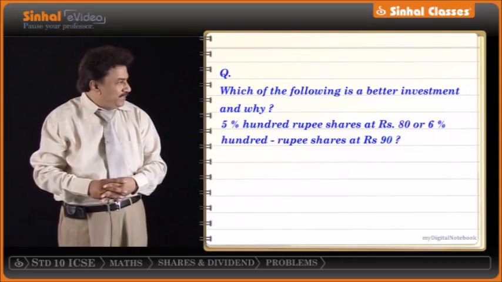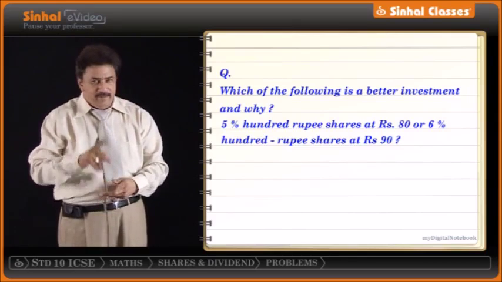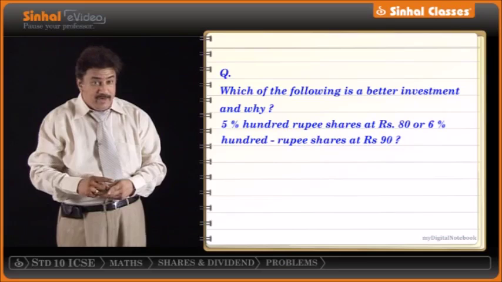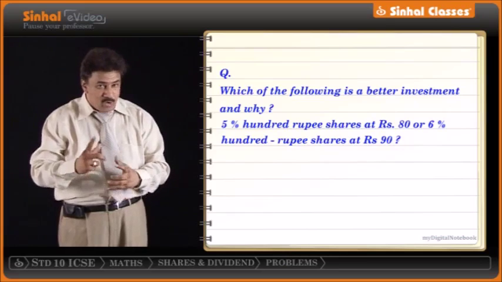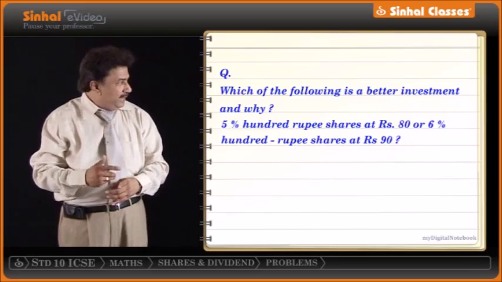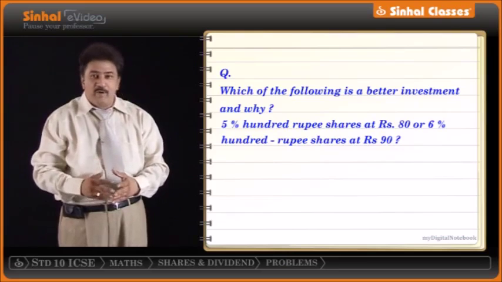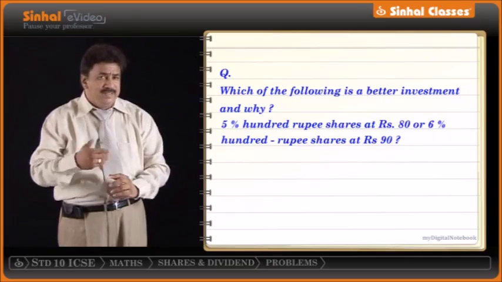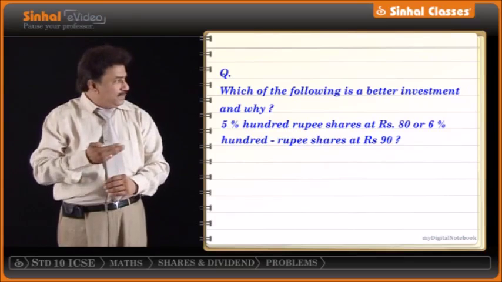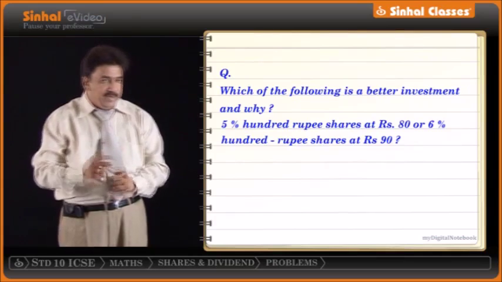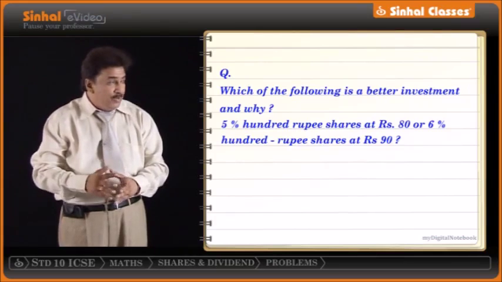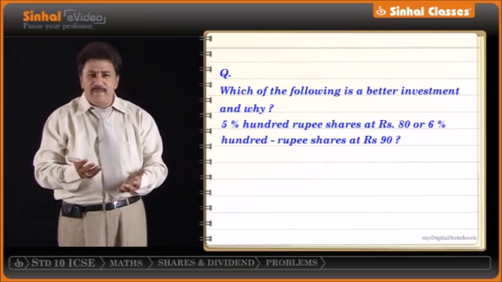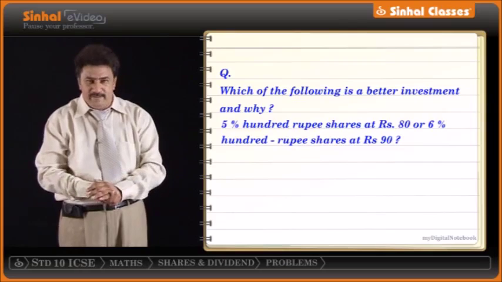5% 100 rupees shares at rupees 80. 5% is the rate of dividend. 100 rupees share means nominal value, and at 80 is nothing but what? Market value. This is the information of the first investment. Second one, what is given to you? 6%, that is the rate of dividend, 100 rupees shares at rupees 90. So I have to compare which of them is a better investment.